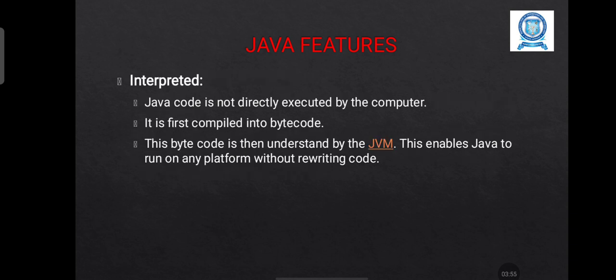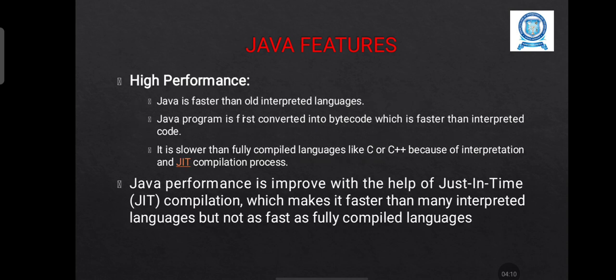Then interpreter. As we told, Java code will not be directly executed by the computer. First it will be compiled and bytecode will be generated. Then the bytecode will be recognizable by the JVM, Java Virtual Machine. Then it will execute the code and provide the output. Java is a high performance programming language when compared to the old interpreted languages. And even though Java is an interpreted language, its performance can be improved with the help of the JIT method of compilation. JIT means just-in-time compilation method.